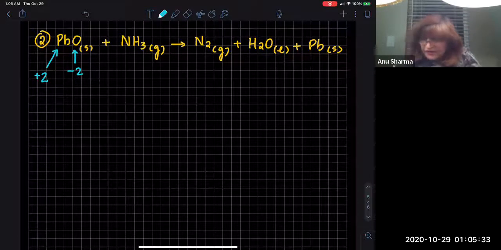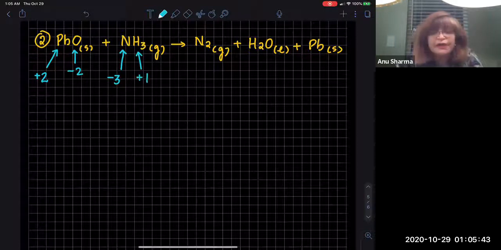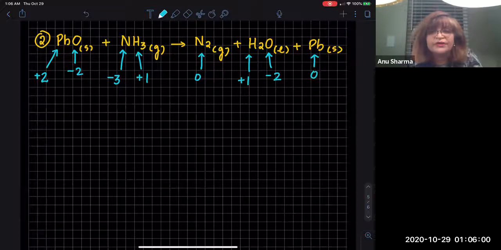Okay, now here, ammonia, nitrogen belongs to group 5A. So the charge is -3, and hydrogen belongs to group 1A. So the charge of hydrogen is always going to be +1. Now, this nitrogen is in diatomic state, the oxidation number is going to be 0. This hydrogen always is going to be +1. And here the oxidation number of oxygen is -2. Lead is in a free state, the oxidation number is 0.